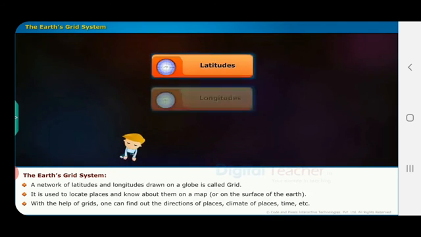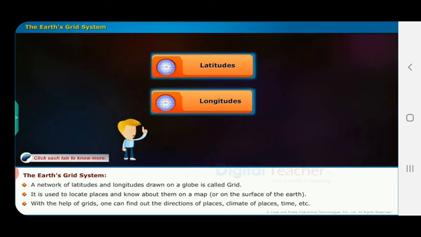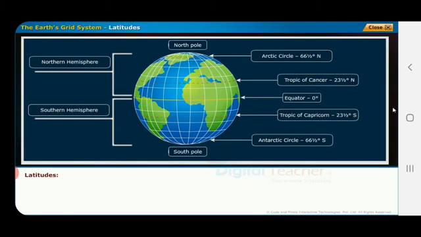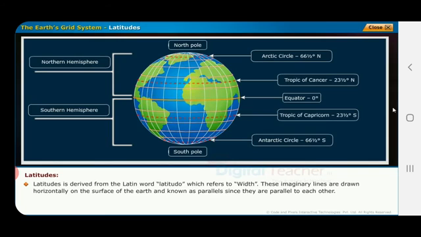Latitudes, longitudes. Click each tab to know more. Latitudes. Latitudes is derived from the Latin word latitudo, which refers to width. These imaginary lines are drawn horizontally on the surface of the earth and known as parallels since they are parallel to each other.